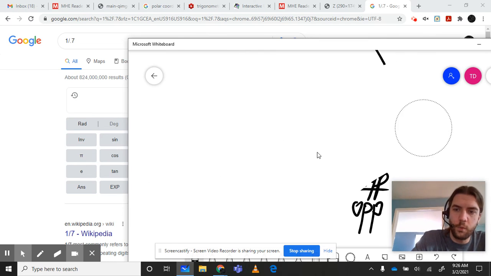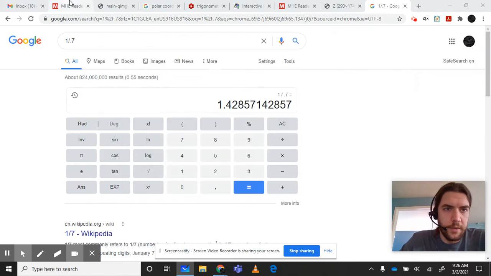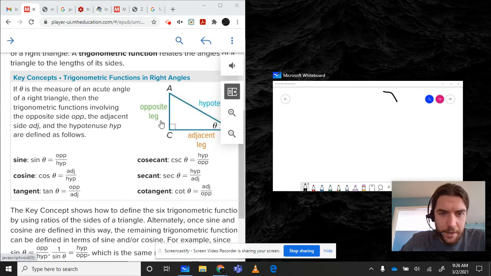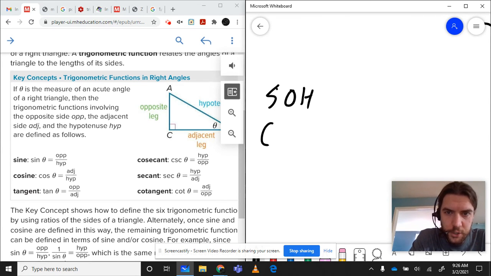Now, with sine, cosine, and tangent, it turned out that there was a fairly simple mnemonic device that sounds okay when you put them together. So sine is opposite over hypotenuse, that's your SO. Your cosine is adjacent over hypotenuse, and your tangent is opposite over adjacent.